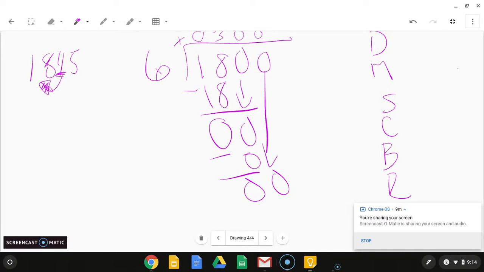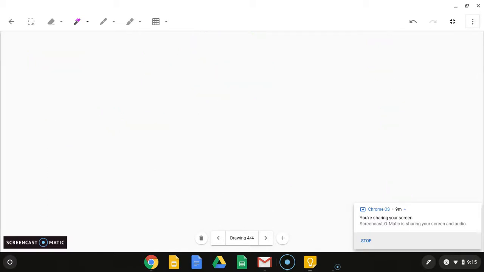So our estimate is 300. That's our quotient. Our estimated quotient is 300. All right. And that seems pretty reasonable. It just asked us to find the estimate, so we don't need to find the real answer for that one, the real quotient.